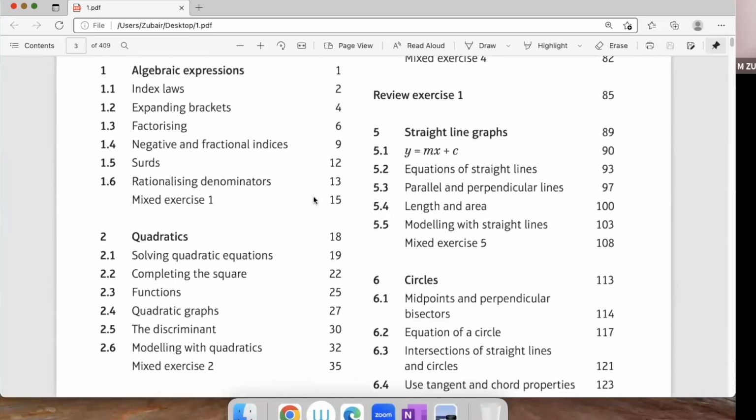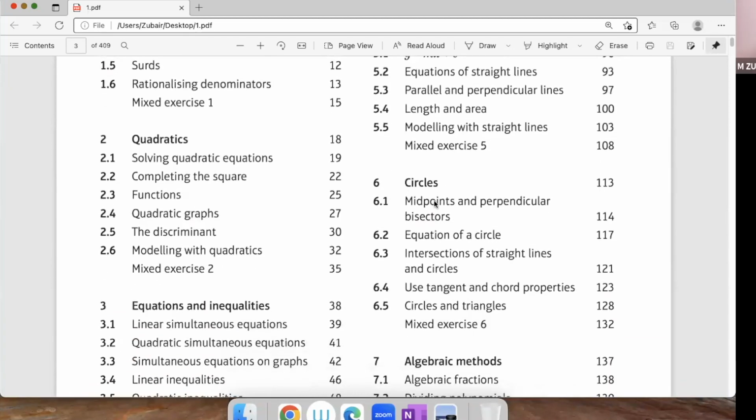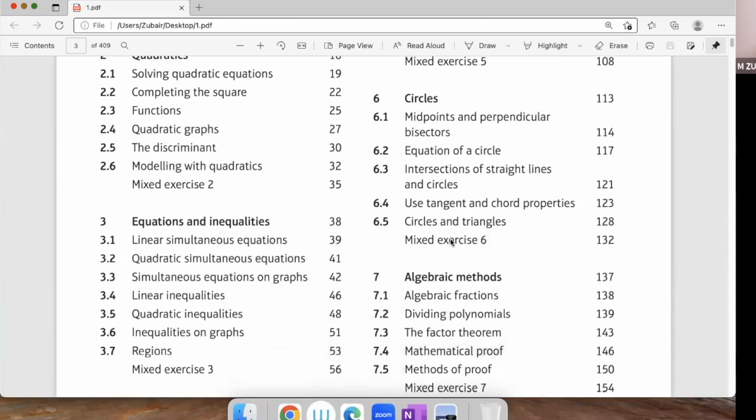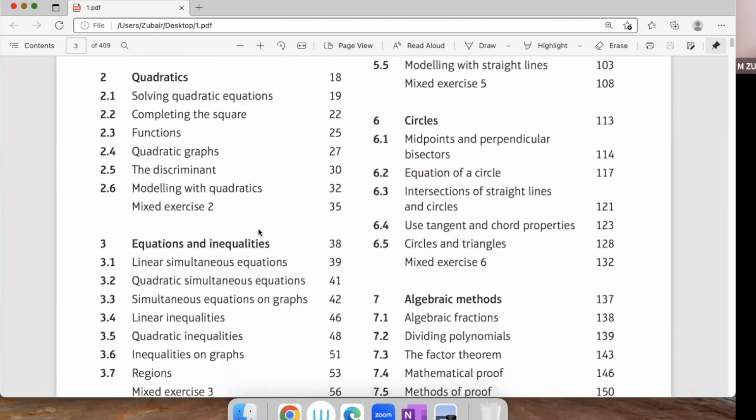Chapter 5, straight line graphs. Again, repetition of O levels, coordinate geometry. Chapter 6 was circles. It included mainly completing the square, but we also did the method to find the equation of the circle with the direct method using formulas. Then the concept of tangents and chords would include chapter 5 again, coordinate geometry, and chapter 3, simultaneous equations.